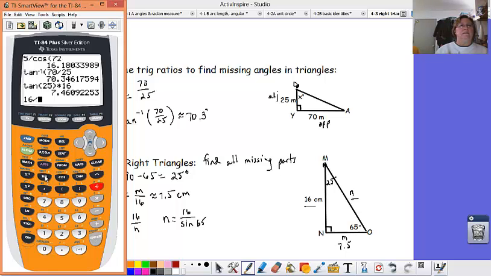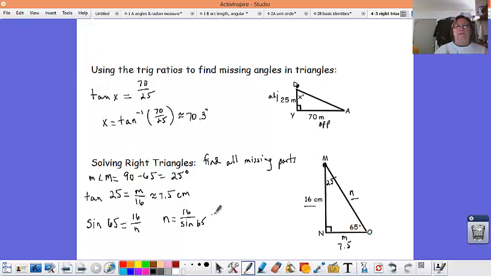16 divided by the sine of 65 is about 17.7, roughly 17.7, and those are centimeters. Does that answer make sense? I think so, because we were finding the hypotenuse. That's got to be the longest of the three sides. So we solved the right triangle. All right, found all the missing pieces using trig.